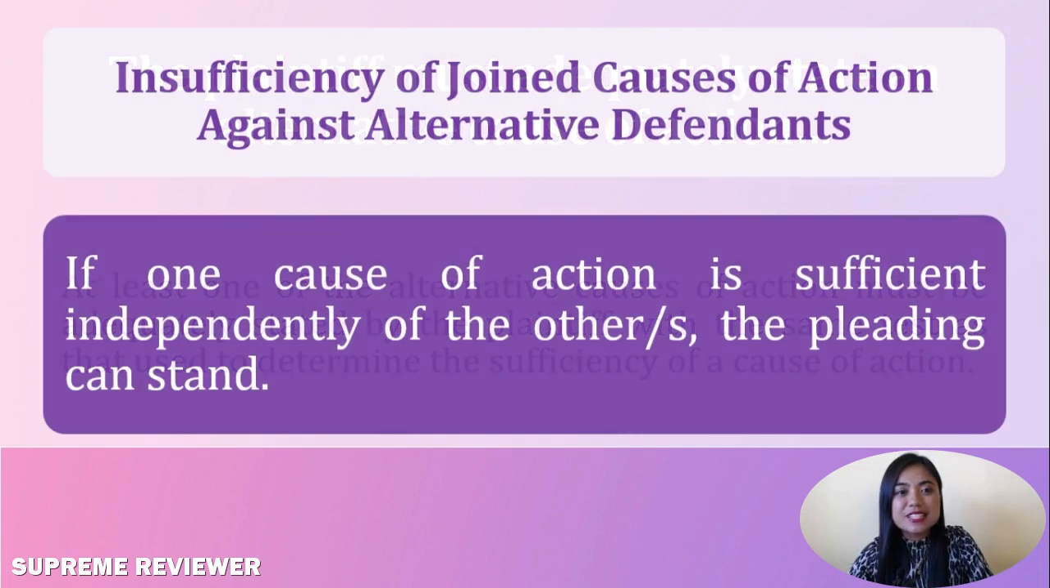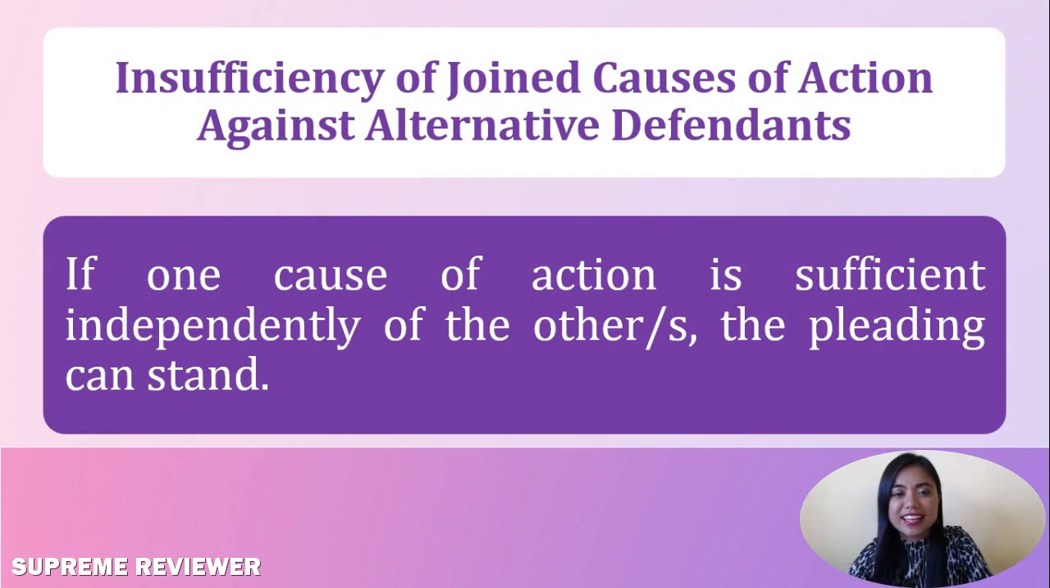What if there is an insufficiency of joined causes of action against alternative defendants? The rules provide that when two or more statements are made in the alternative, and one of them, if made independently, would be sufficient, the pleading is not made insufficient by the insufficiency of one or more of the alternative statements. The alternative defendant, against whom a cause of action is insufficiently alleged, may then pursue his or her remedy, such as to dismiss the case. However, the remaining cause of action that is sufficient will not be dismissed.